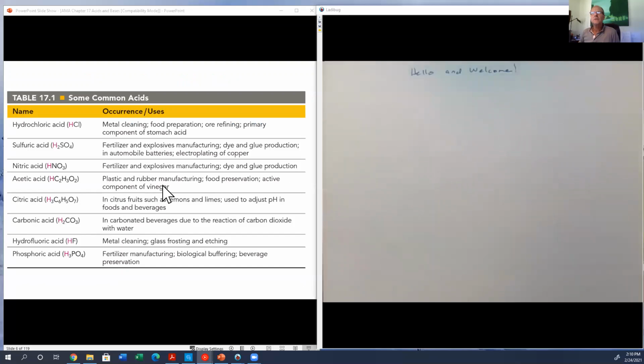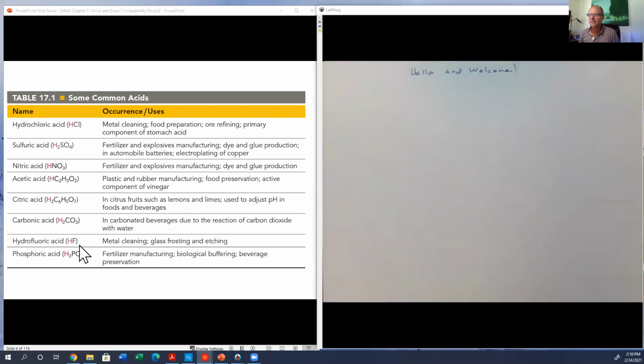Here are a few common acids: hydrochloric acid, HCl. It's used in metal cleaning and food preparation. It is one of the acids that's in your stomach, okay? Here's acetic acid right here. You can read these in your book; I'm not going to go through all of them. Acetic acid is the active ingredient in vinegar, okay? Citric acid is the acid in lemons and limes. Carbonic acid is the acid that occurs in anything that is carbonated, like soft drinks, for example.